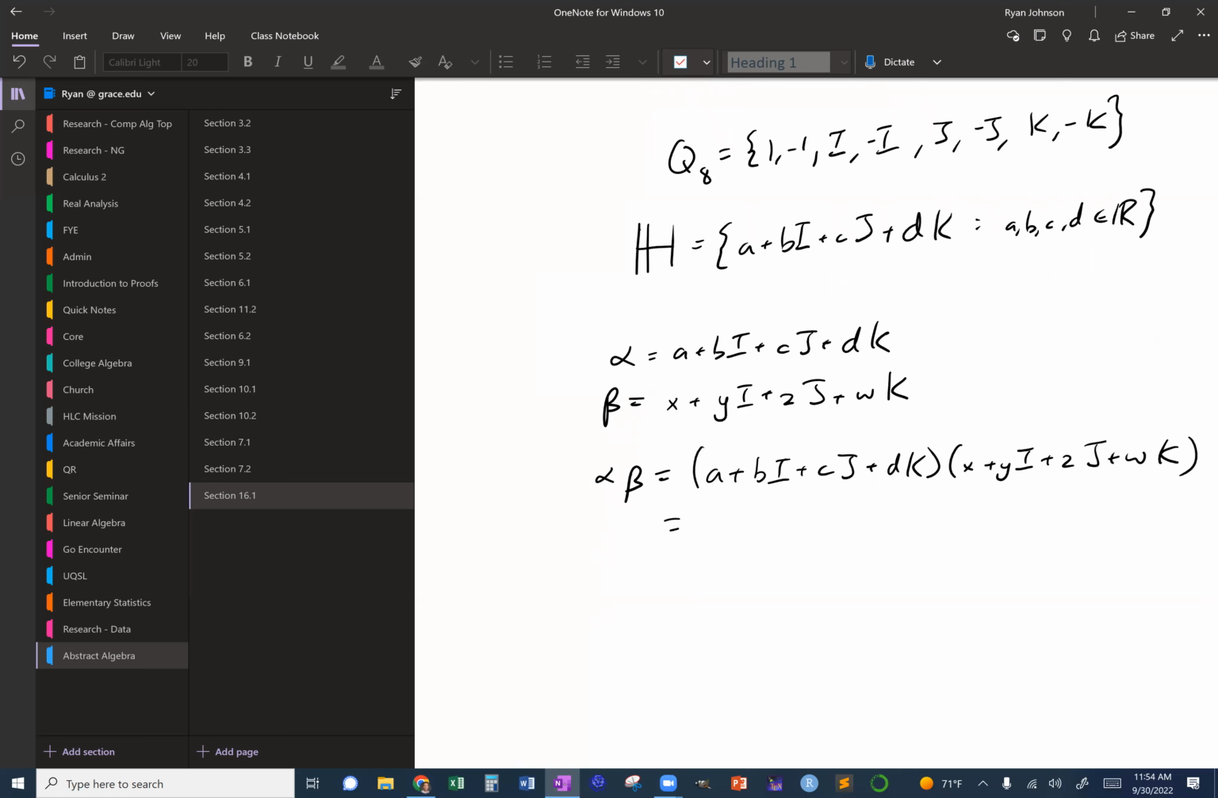Remember that I goes to J goes to K goes to I. So I times J is K, and K times I is J. If you go in the opposite order, I times K, you get -J. That's the way to do it, and anything times itself is -1. Any of I, J, or K times itself is -1. So then you just FOIL and simplify according to those rules. What the heck, I'll try to do it.